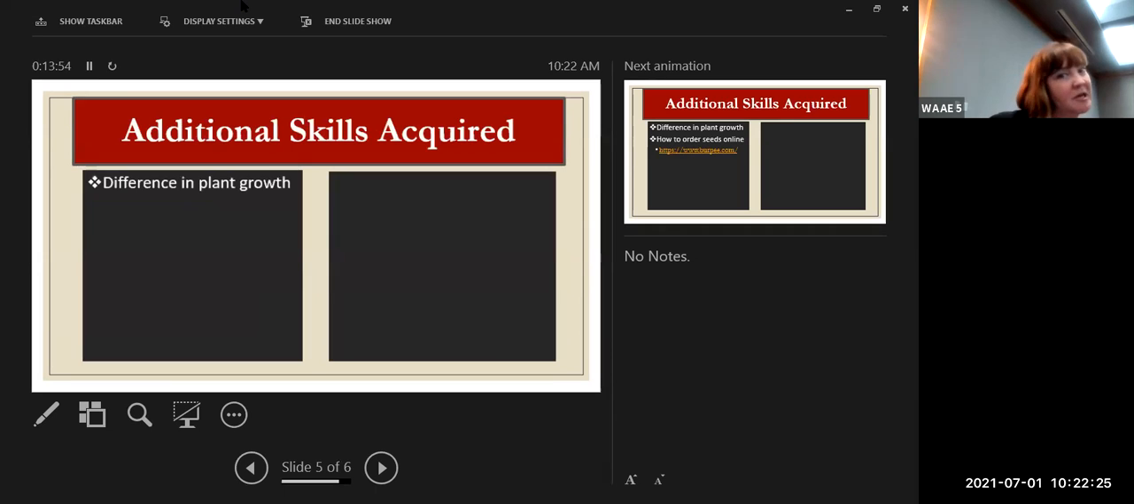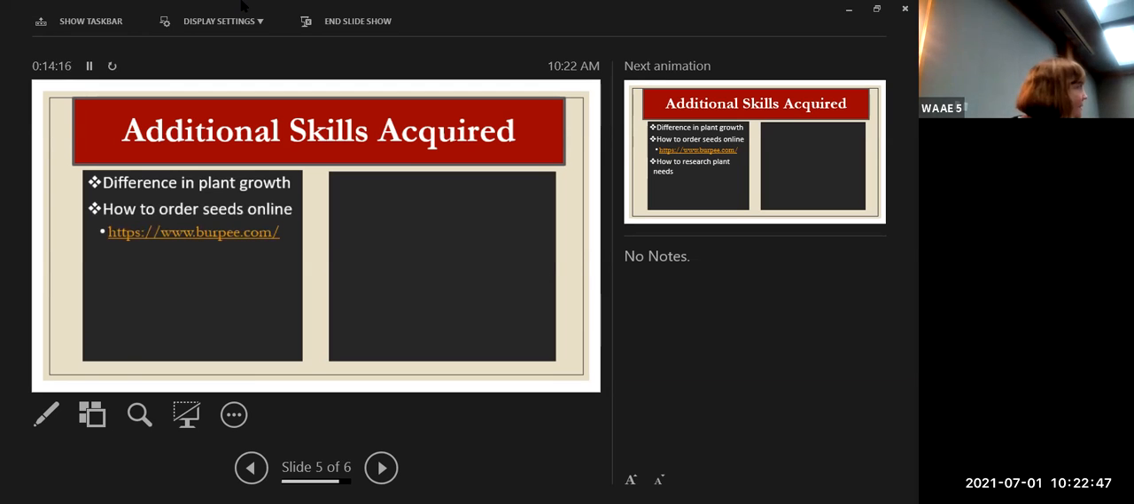Yeah. Some additional skills that have been acquired over the years as a result include the difference in plant growth, what plants look like when they finally come up, because they might have paid closer attention to the ones that they planted in the ground, but not really determined what other things might look like. And it helps them identify their growth stages.